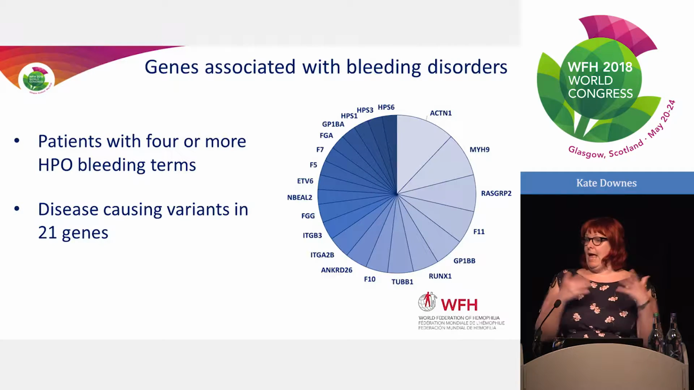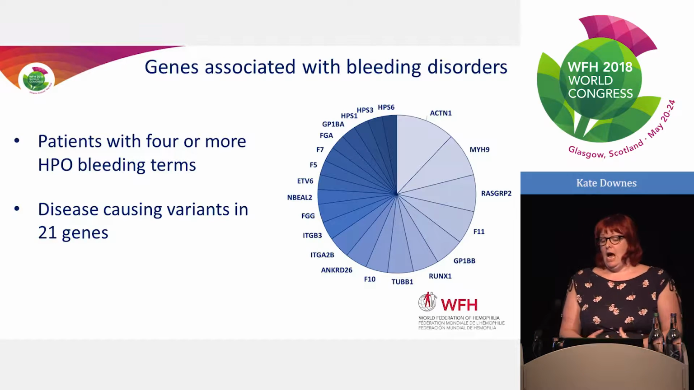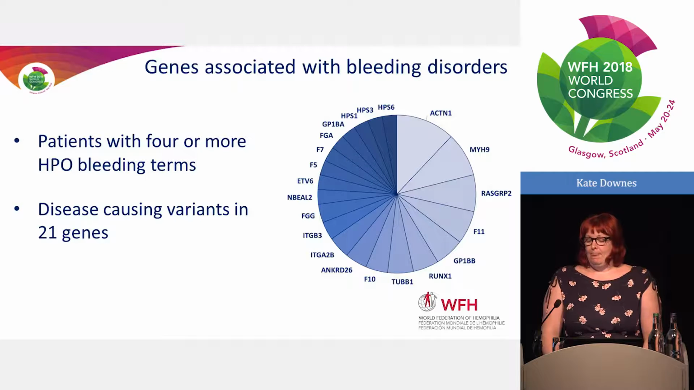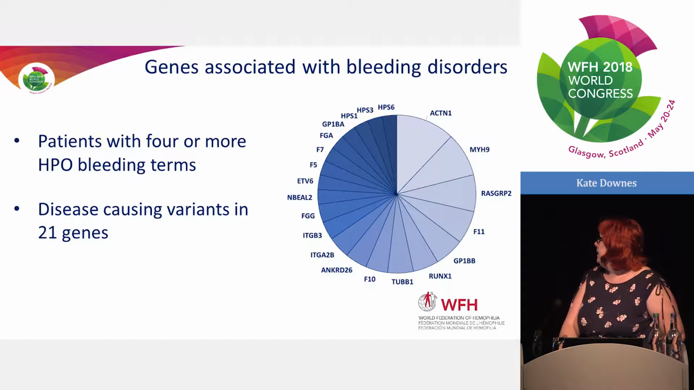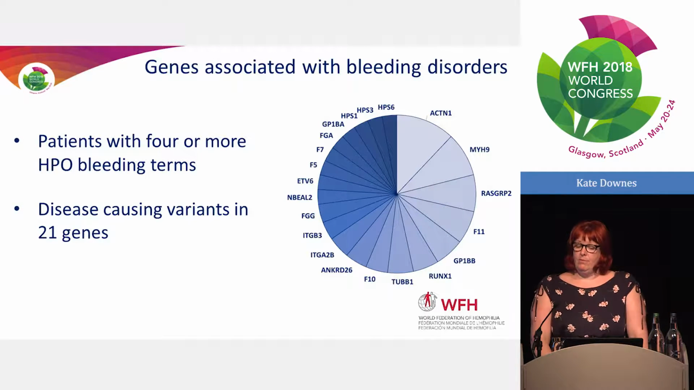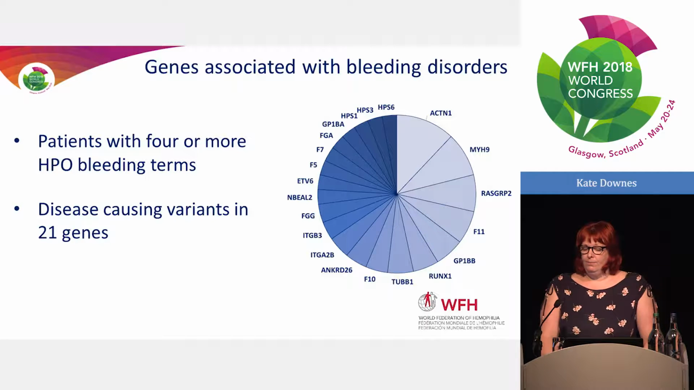And so this was my effort to try and show you how many genes are associated with these bleeding disorders and the frequency of some of these genes. So we have ACTN1 and MYH9 with more people than perhaps some of the rarer Hermansky-Pudlak disorders.